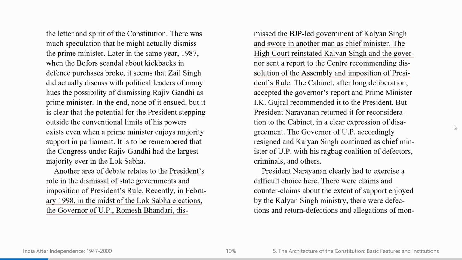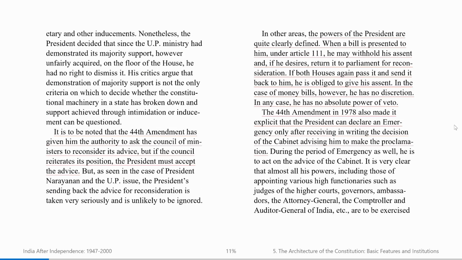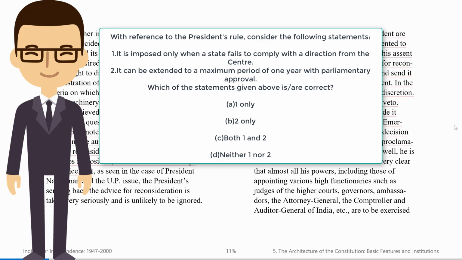Right. So it basically tells you that it is very easy for president's rule to be imposed and misused, and this has been done in Arunachal, was done in Uttarakhand, and so on. So the idea is that, if you think about it, the office of the president has been misused. Then we have the question of whether the president has the right to return bills. He does have the right to return bills, but only once, and it is mentioned in the 44th Amendment that if the Council of Ministers reiterates its position, the president must accept its advice.